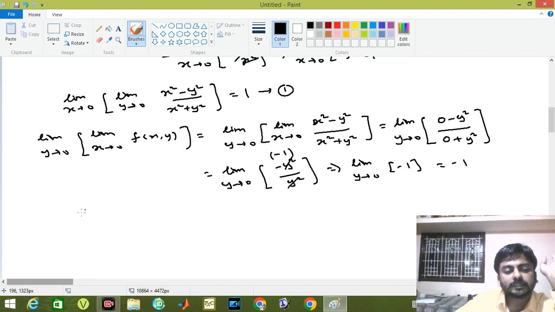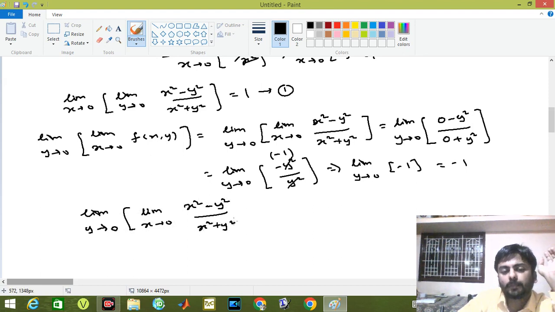So what is your right hand side? Limit y tends to 0, limit x tends to 0 of the function x square minus y square divided by x square plus y square equals minus 1. This is your equation 2. So equation 1 is giving 1 as the result, equation 2 is giving minus 1 as the result. So equation 1 is not equal to equation 2.